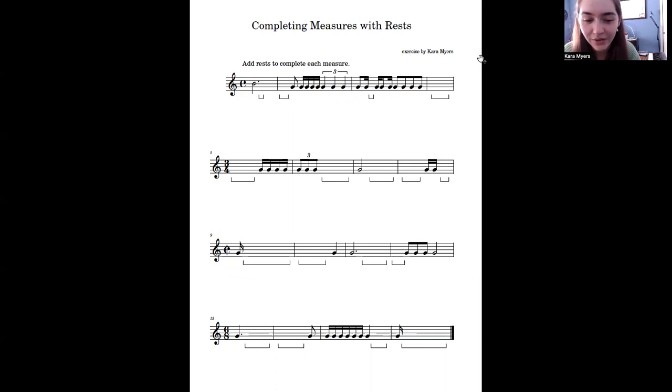Today we're going to look at how to complete a measure with rests. We're going to complete one exercise from each line together, and then you can complete the rest independently. So there's a few things that you should review before jumping into completing measures with rests.